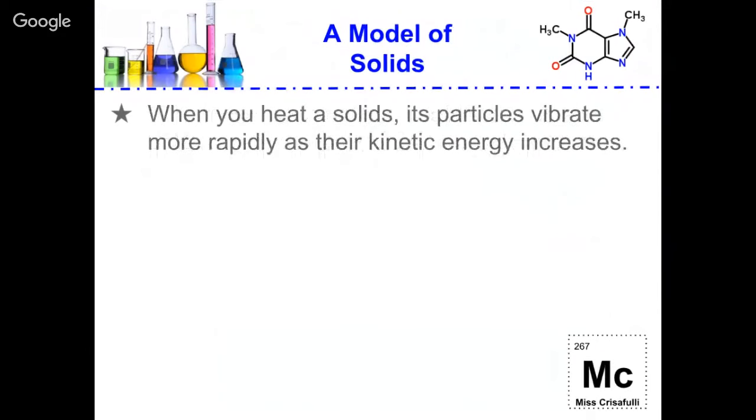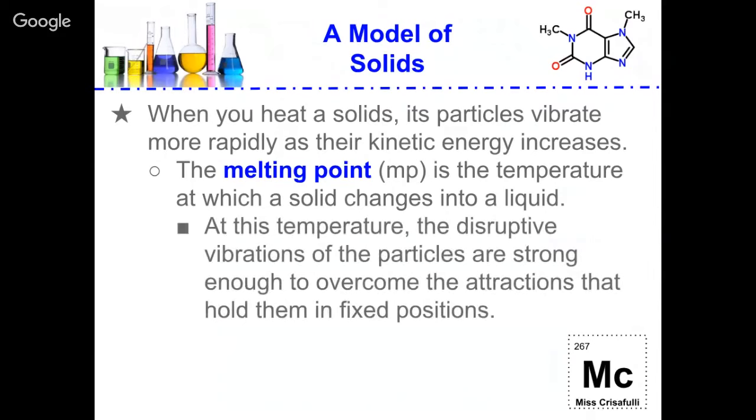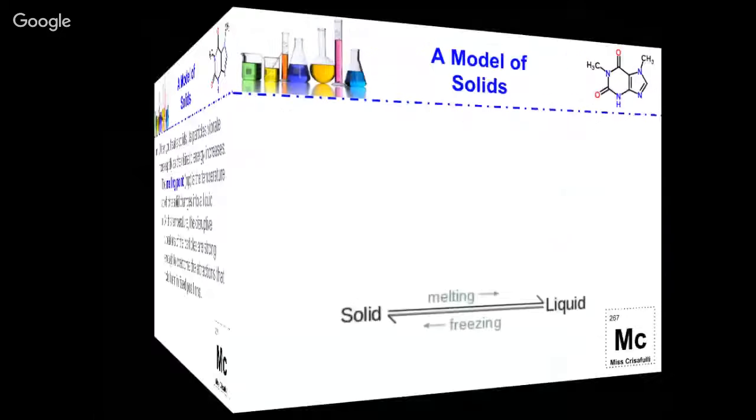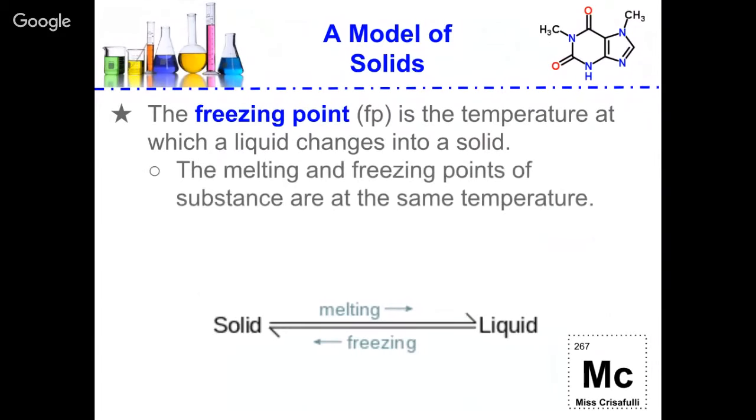But when you heat a solid, its particles vibrate more rapidly as their kinetic energy increases. The melting point is the temperature at which a solid changes into a liquid. At this temperature, the disruptive vibrations of the particles are strong enough to overcome the attraction that holds them in fixed positions. The freezing point is the temperature at which the liquid changes into a solid. The melting and freezing point of a substance are at the same temperature.